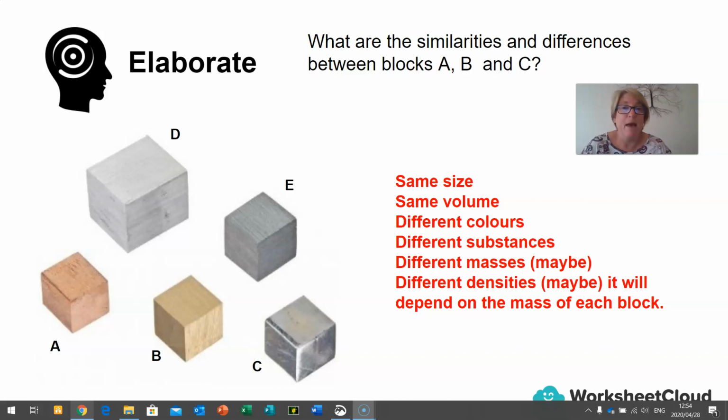They may have different masses. I will only know that if I actually record their masses. So the masses will obviously link up with the density. So I am assuming that they're all going to have different densities. You see that the mass will link up with the density. So there are several similarities and differences between these blocks A, B, and C. But what about the next question?